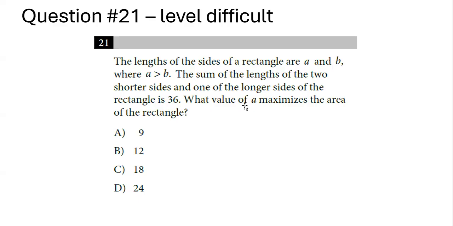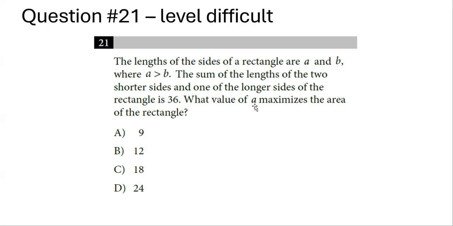Okay, so most people might be able to get that. Let's write an equation for the sum of the lengths of the two shortest sides and one of the longest sides is 36. So B is the shortest side, right? So it'll be like 2B plus A is 36. And that's good as a starting point.